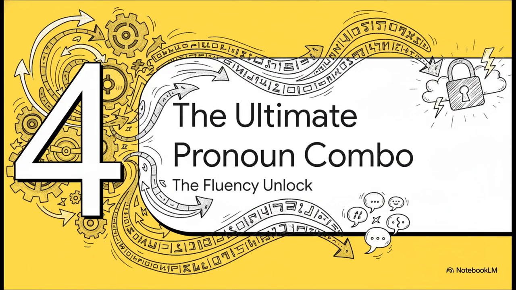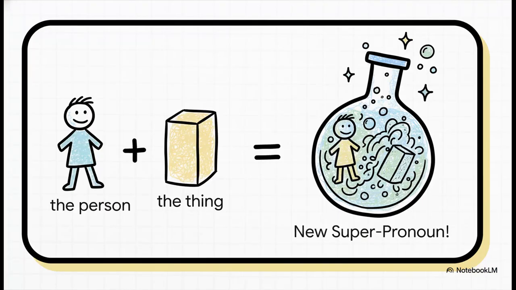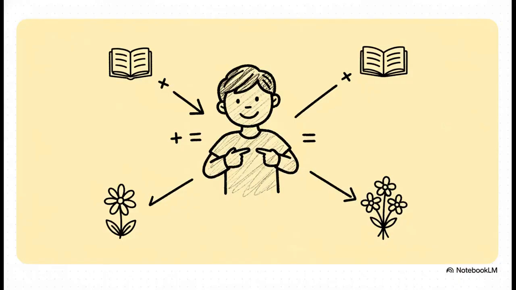All right, time for section 4. And you're going to want to pay close attention here, because this is where the real magic happens. We're talking about the ultimate pronoun combo. This is the stuff that will seriously unlock your fluency. So here's the secret. We've just met the pronouns for the who, the person. But Portuguese also has pronouns for the what, the thing being given or sent. And what's so amazing is that it literally smashes these two ideas together into one new super pronoun. Let's start with me.